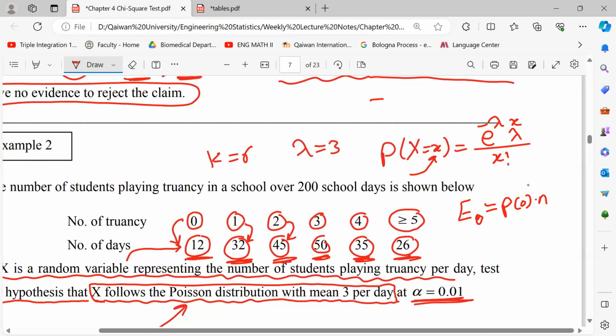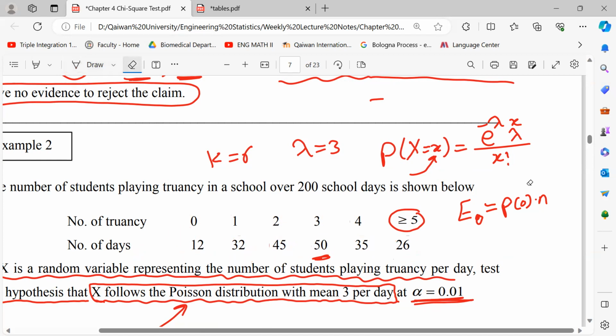N is the total number of trials, or the total number of observed frequencies. The total number of observed frequencies is n. That's 200. That's given. Even if it's not given, find the sum of these, and you will get it.